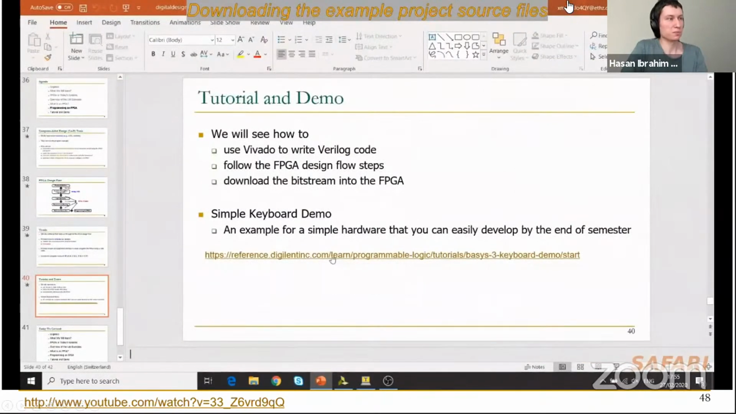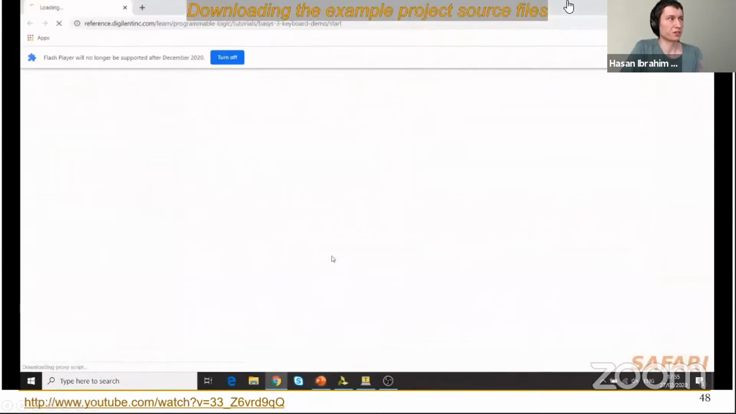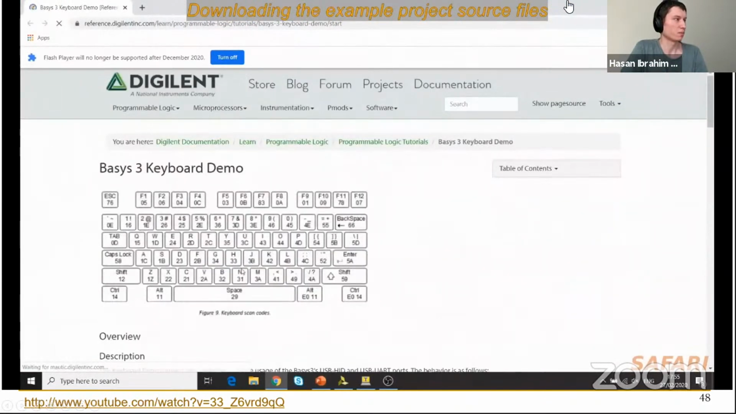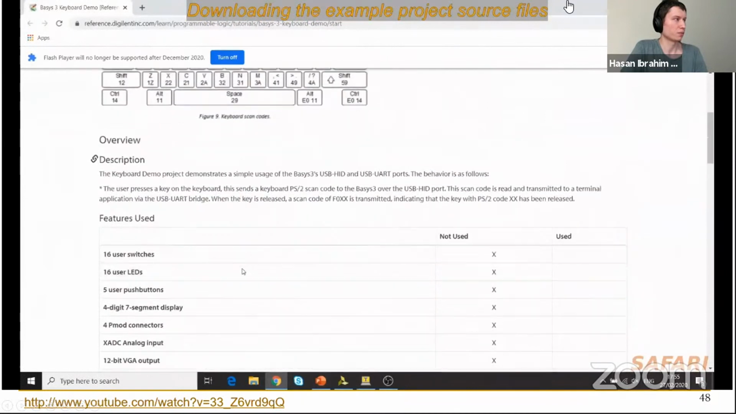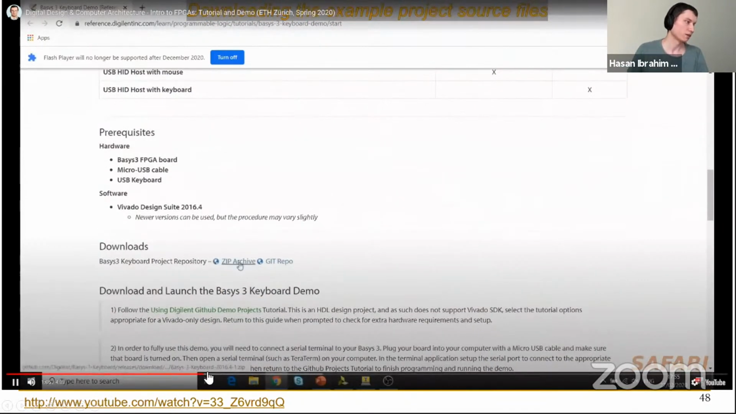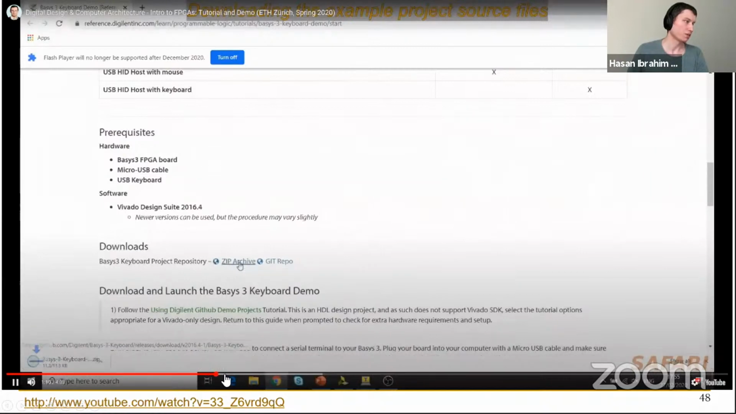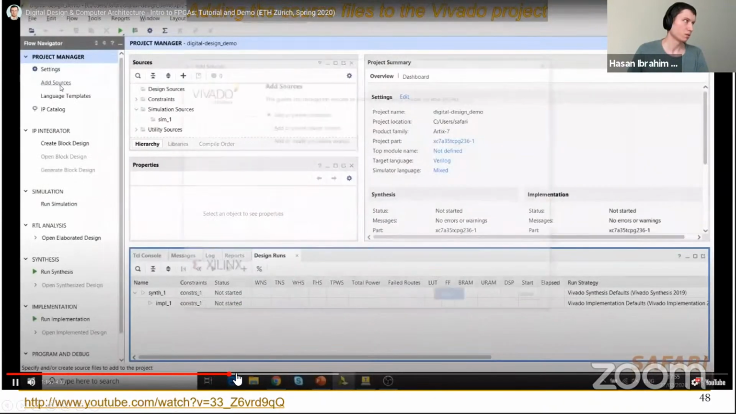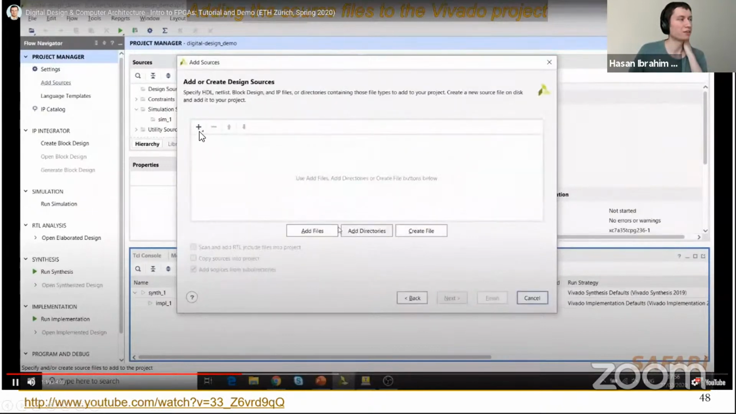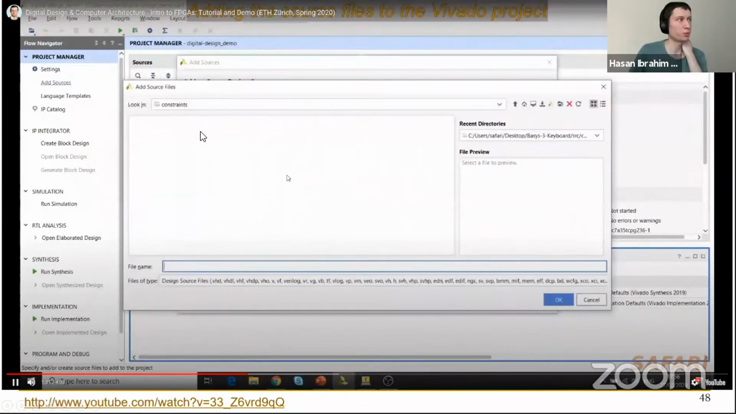So here we won't be implementing the program from scratch, but rather I will go to this link over here where I will download the source files. Okay, I will skip this step where I download the source files, and later we add those source files to the Vivado project.